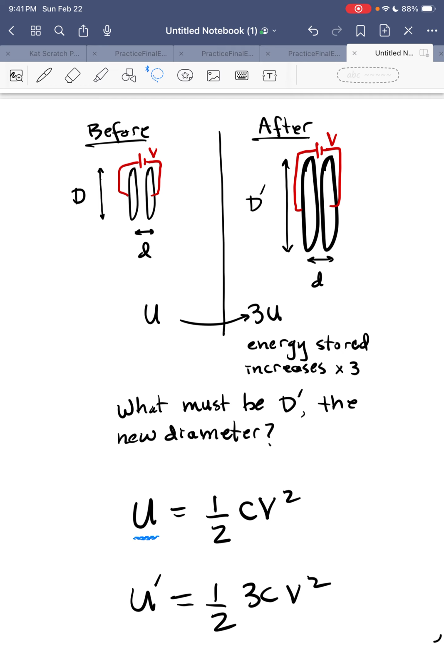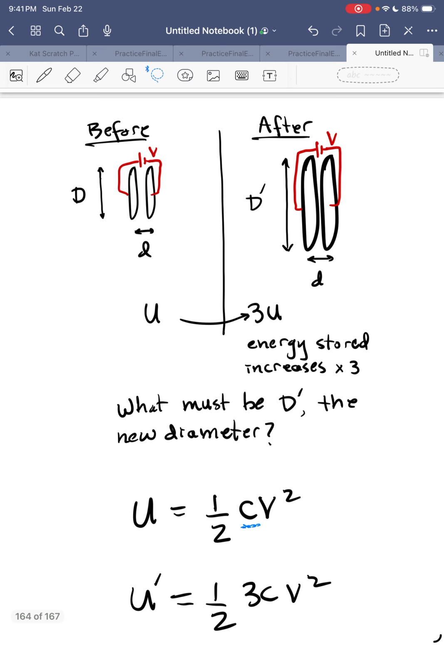Okay, so if you look at this formula here, the potential energy will change. I can make it increase to U prime if I change the capacitance. Remember, they told us that the voltage would be the same in both cases. Here's the voltage there, and here's the voltage there. They're going to be exactly the same. So the only thing you can change here is somehow the capacitance. And you can't change the distance between the plates, but you can change the diameter. So we want the capacitance to go from C to 3C.